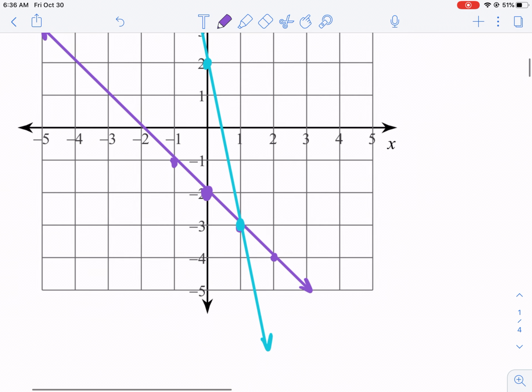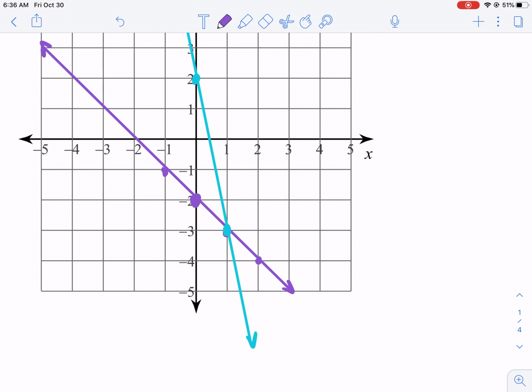Now, how do you know where below is? A lot of students get confused. They're like, oh, is it the left side? Is it the right side? Don't think about left or right with shading. The only time you think about left or right is when you have a vertical line, and that's the exception.